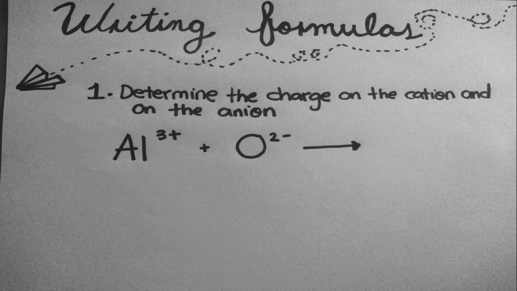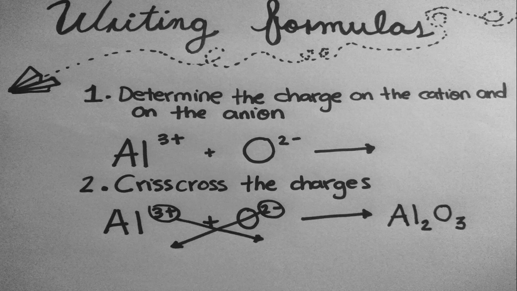Step number 2, crisscross the charges. We're going to crisscross the charges. Now the charge of aluminum will become the subscript of oxygen, and the charge of oxygen will become the subscript of aluminum. As we can see, in the molecule of aluminum oxide, we have 2 atoms of aluminum and 3 atoms of oxygen. As you can see also, the charge of oxygen will become the subscript of aluminum, aluminum 2, and the charge of aluminum will become the subscript of oxygen, oxygen 3.